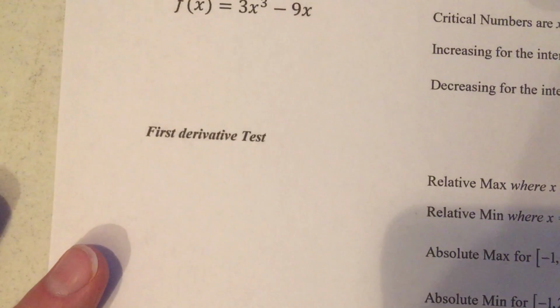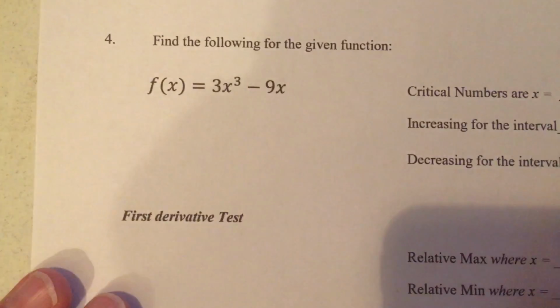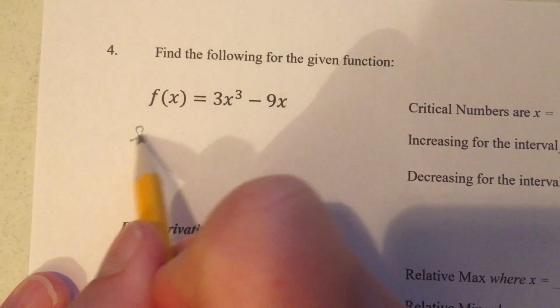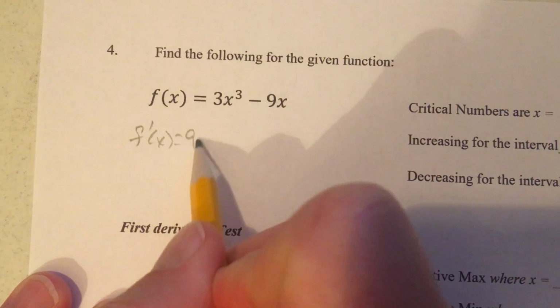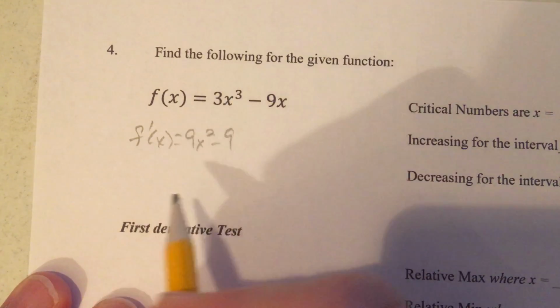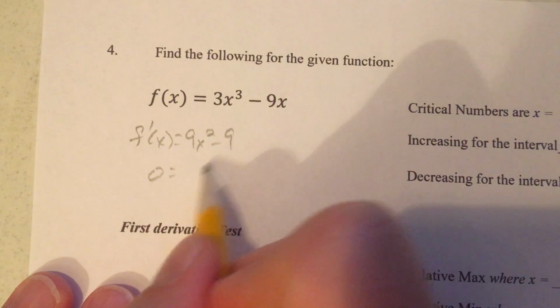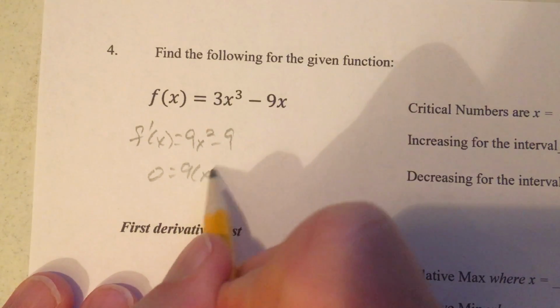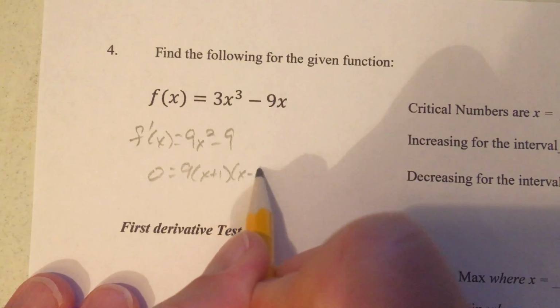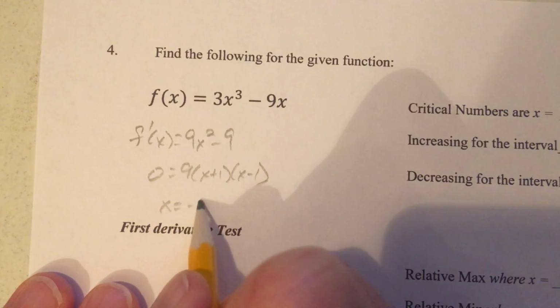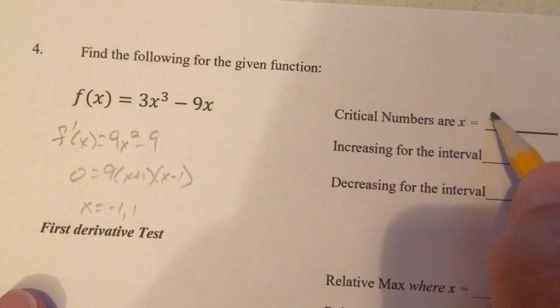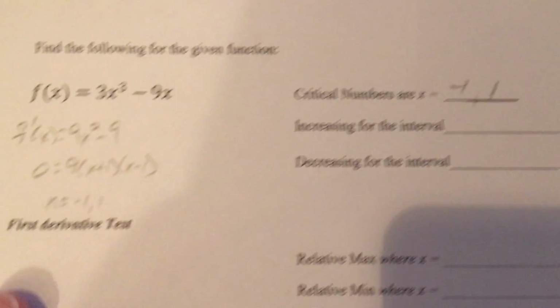For number 4 here, we're again looking for critical numbers. So I take the derivative, which is 9x squared minus 9, and set that equal to 0. If we pull the 9 out, it'll be x squared minus 1, which we're familiar with, same as last time, x plus 1, x minus 1. So we get x equal to negative 1 or 1. So those are critical numbers, negative 1 and 1.